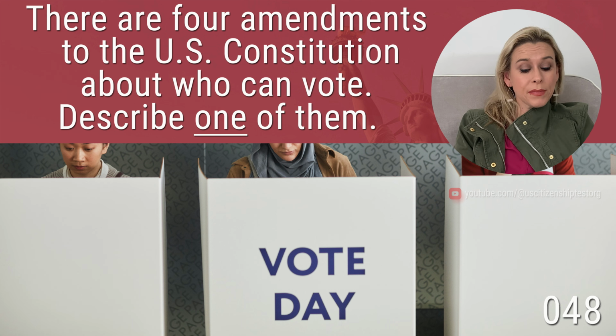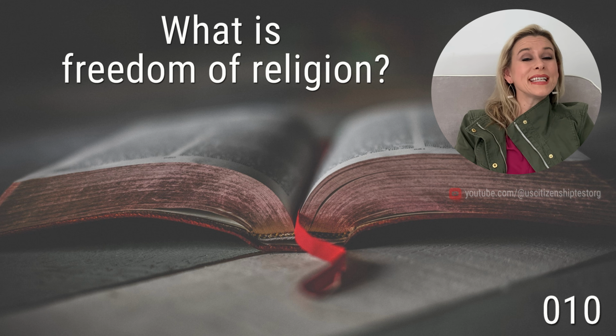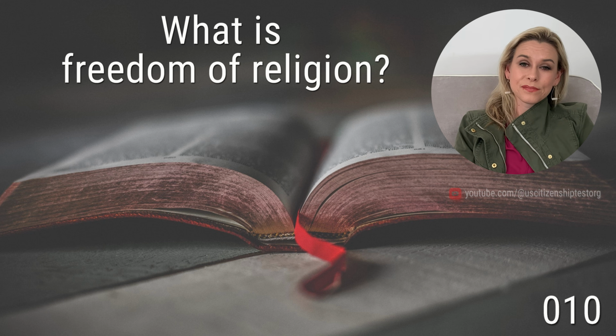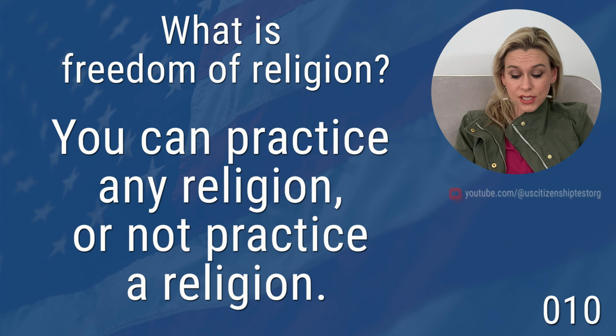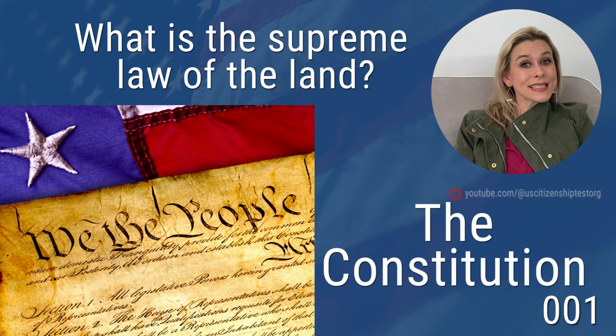There are 4 amendments to the Constitution about who can vote. Describe one of them. Any citizen can vote. What is freedom of religion? You can practice any religion or not practice a religion. What is the supreme law of the land? The Constitution.